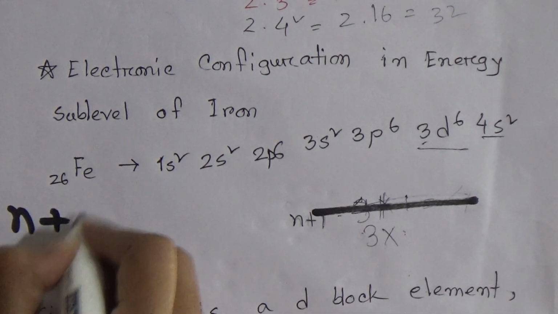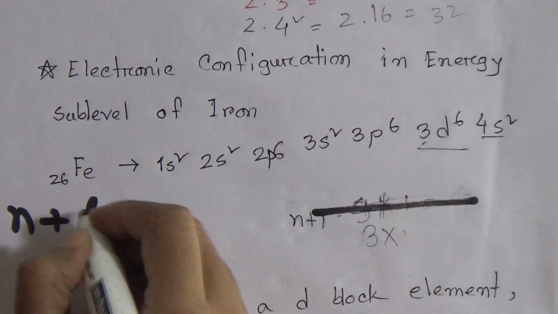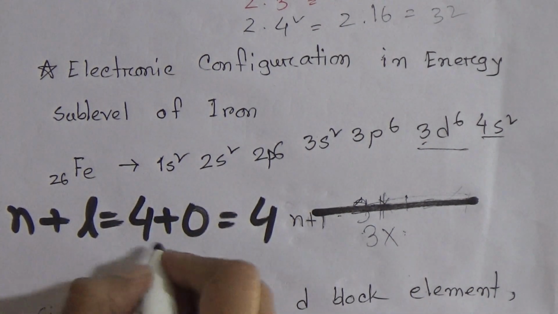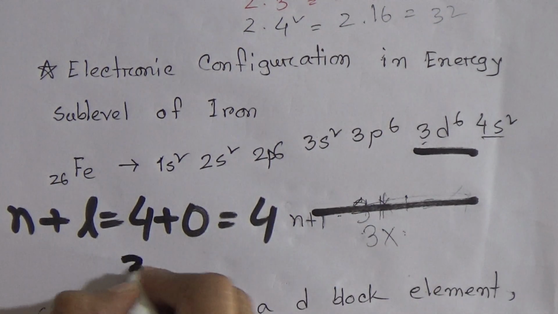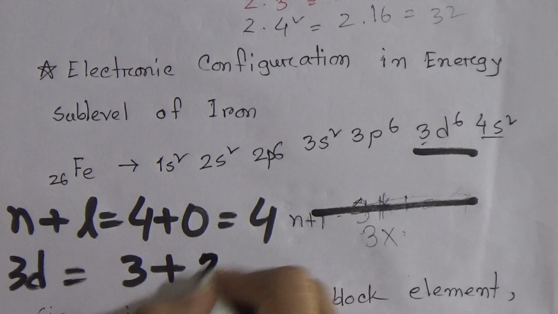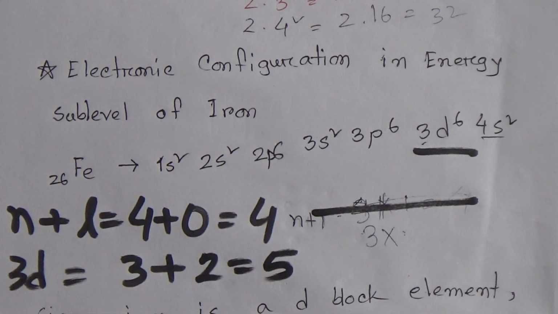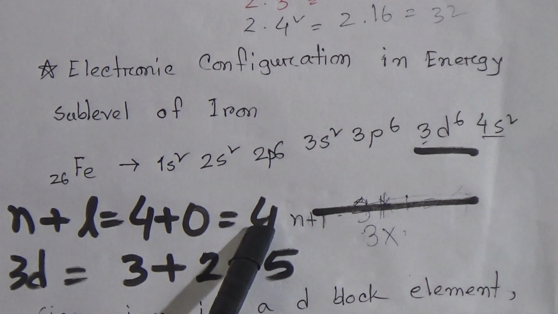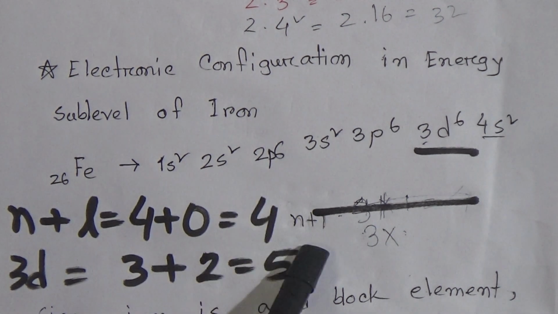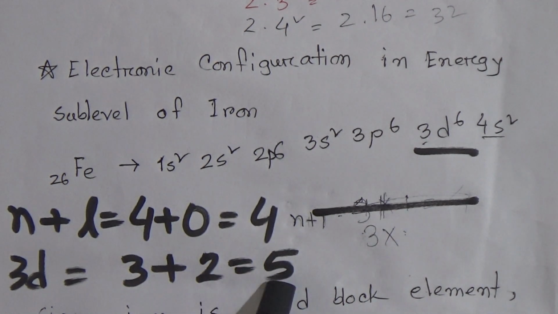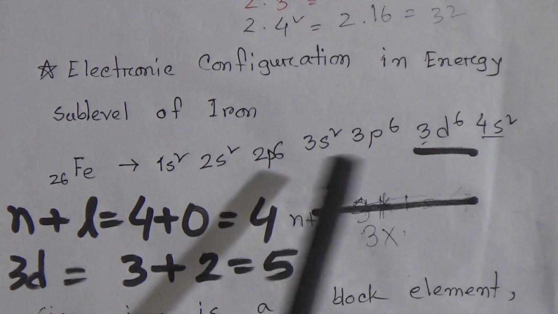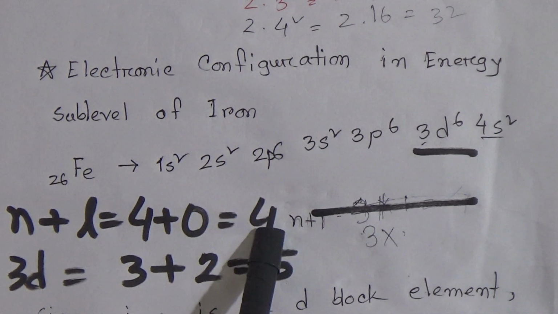Okay, n plus l for 4s is 4 plus 0, equal to 4, and for 3d it is 3 plus 2, equal to 5. So the 4s energy sublevel value is less than that of 3d. So electrons go to the lowest energy level first.